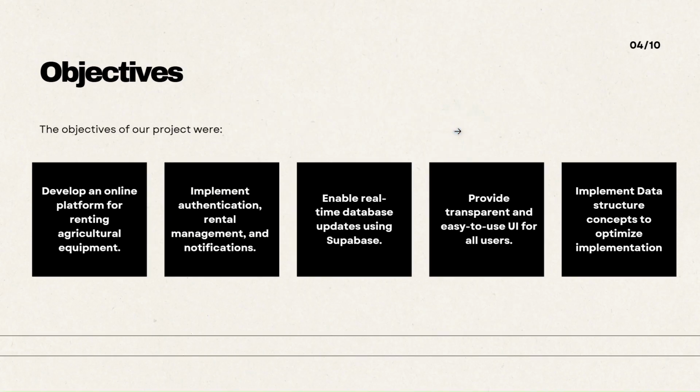Our objective, as I mentioned, is to build our platform including authentication, rental, and transparent applications. Enable real-time data updates, easy to publish, transparent and easy to use for our users. And to optimize all of this, we are using multiple data structures and algorithms which make the platform smoother and faster.